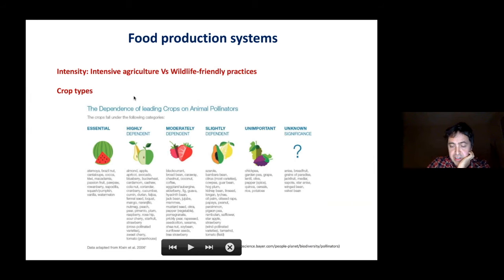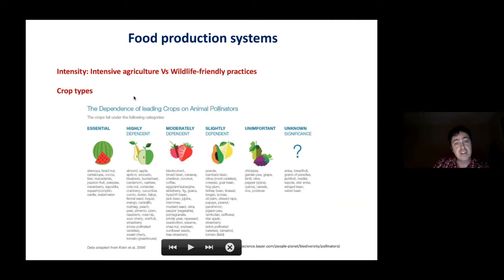One is based on the intensity of the agricultural production, and here we could separate 2 big groups of agricultural production. The one that is intensively managed through the use of chemicals, conversion of a lot of natural land into crops, etc. And a second group will be represented by wildlife-friendly practices, organic farming, and this type of agricultural practices.